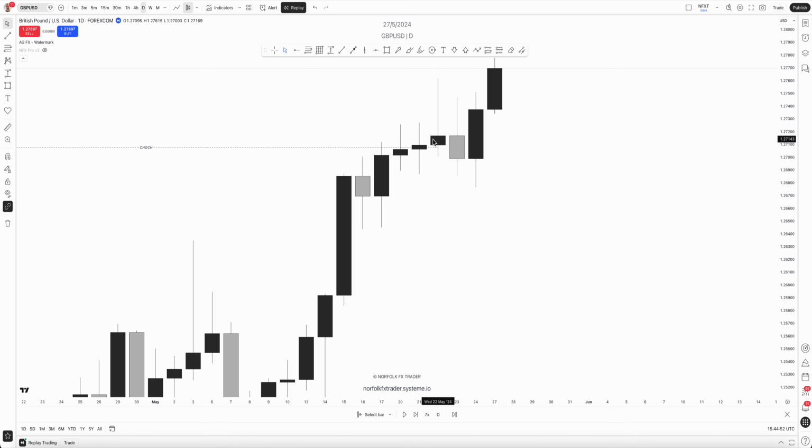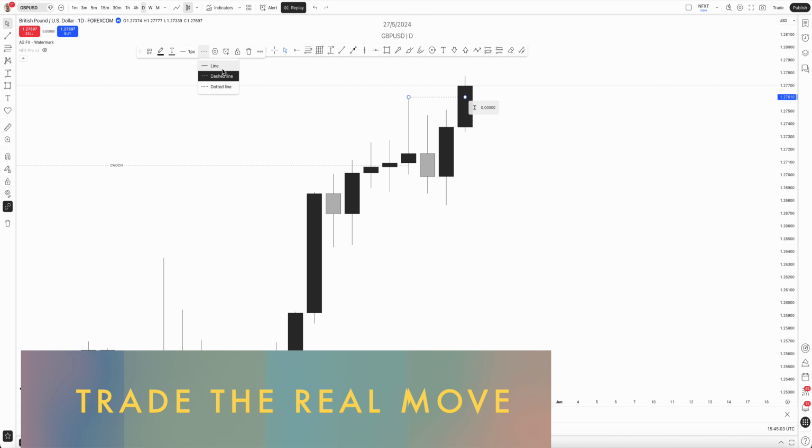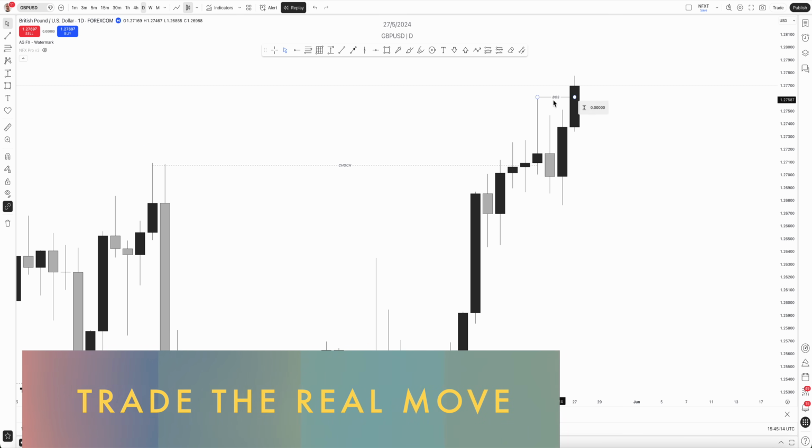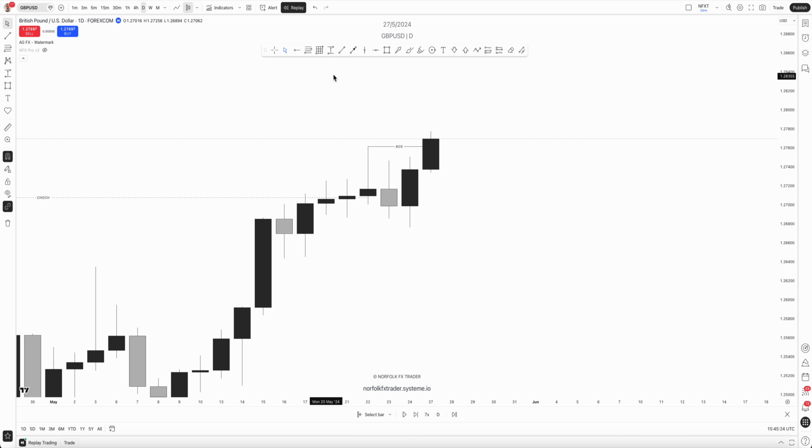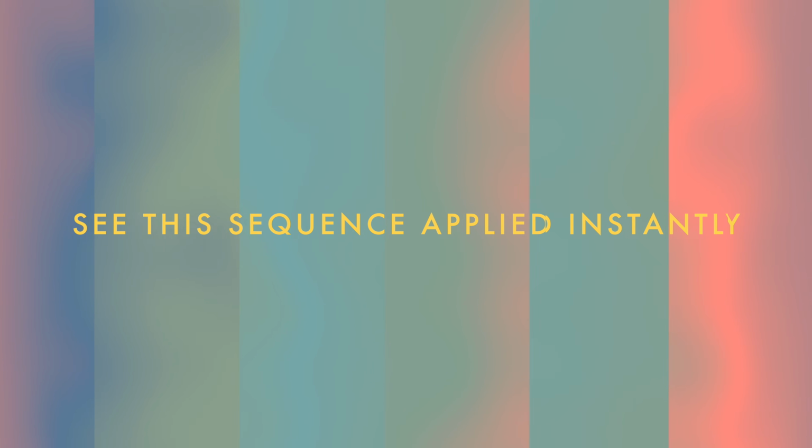Many traders only watch the first break, but the real profits come at the second break. The second break locks in stronger market structure and higher probability trades. Let me show you exactly how to spot it right now. Stick with me and you'll see this sequence applied instantly.